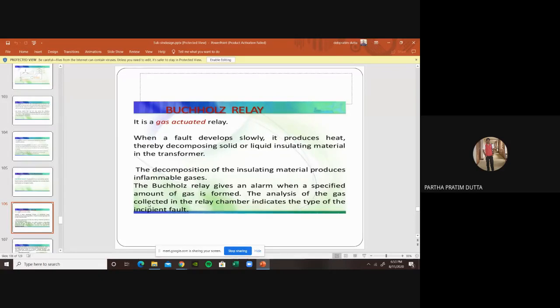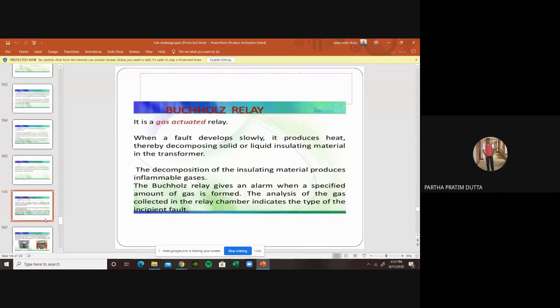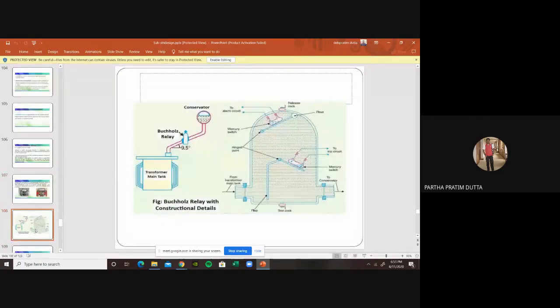Now it is the Buchholz relay. It is a gas actuated relay. I don't want to go into much detail. I just want to give you some idea about the diagram, then it will be understandable to everybody. So this is the main tank. Usually the Buchholz relay is placed in between the conservator and the transformer main tank. This relay is placed over here.